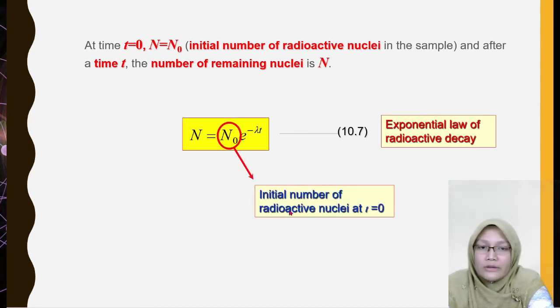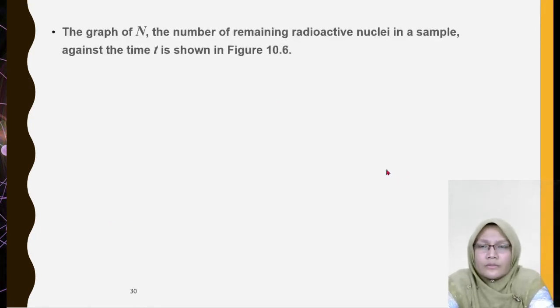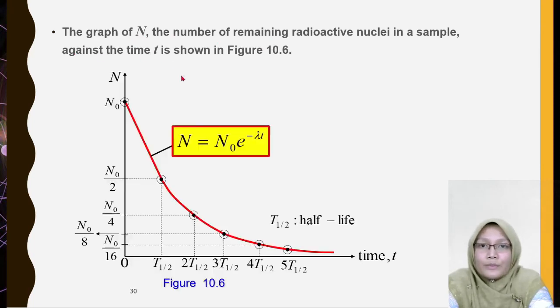Okay, initial number of radioactive nuclei, N0. So N equal to number of radioactive nuclei at time t. Okay, this one is an exponential law of radioactive decay. Okay, the graph of N, the number of remaining radioactive nuclei in the sample, against the time t.